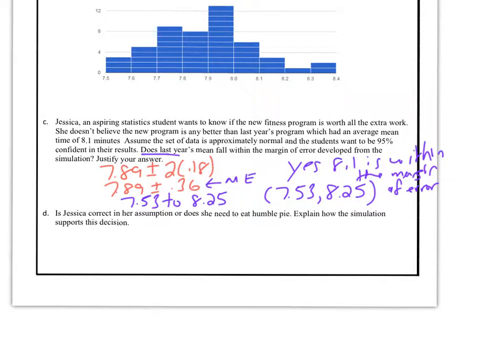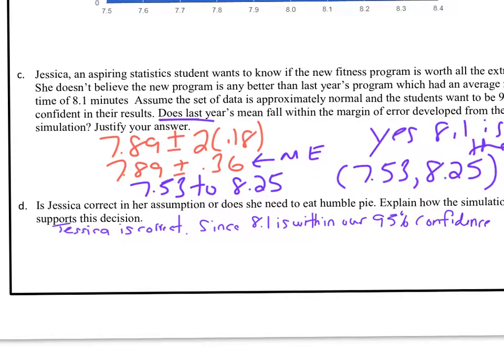And you know what? I'm going to pause it and write it, and then I'll let you guys copy it. So we're going to say Jessica is correct, since 8.1 is within our 95% confidence interval.